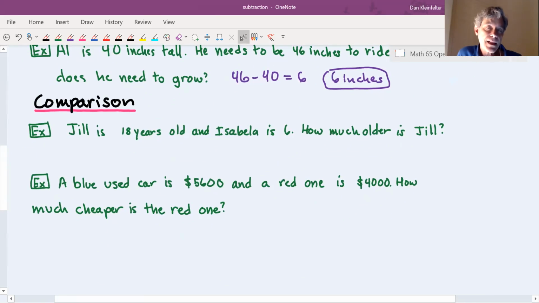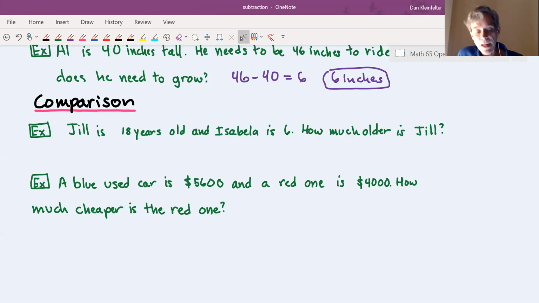Okay, comparison is the next way of interpreting subtraction. Frequently, we use subtraction to do comparison. It's going to turn out later in the course that we can use division for subtraction as well in the form of rates and ratios and fractions. For now, we're going to use subtraction for comparison.